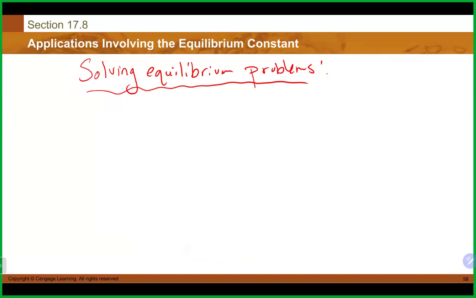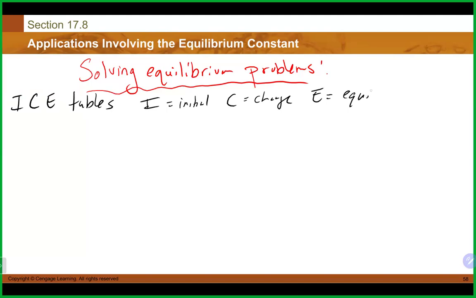So when you're solving equilibrium problems, there is a certain type of calculation that we use to actually do them. And this was referred to as ICE tables. And ICE tables, the I stands for initial. The C stands for change. And the E stands for equilibrium.